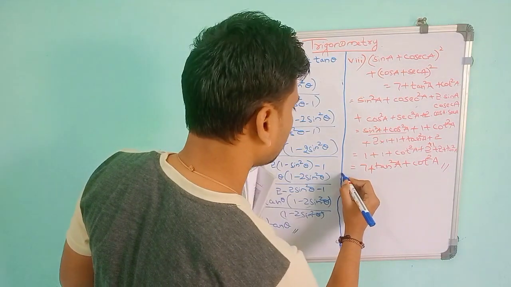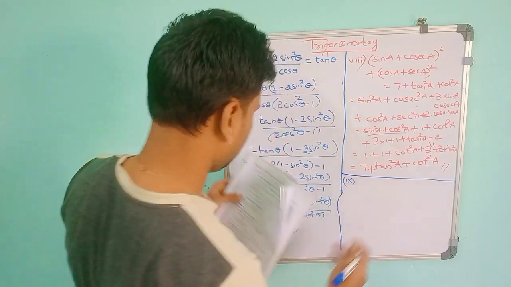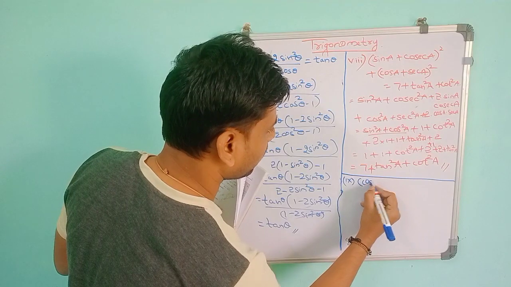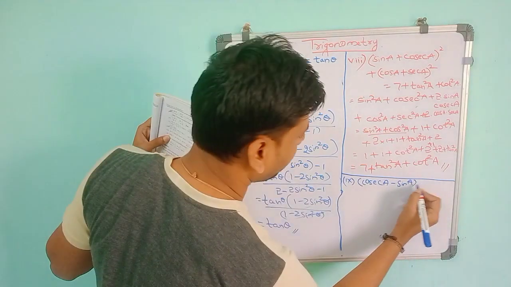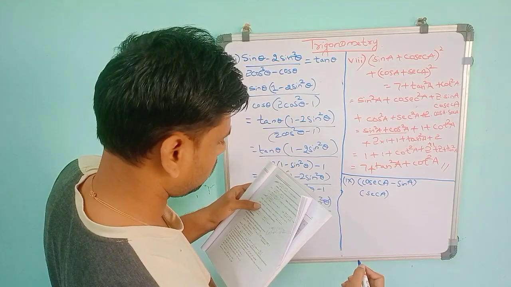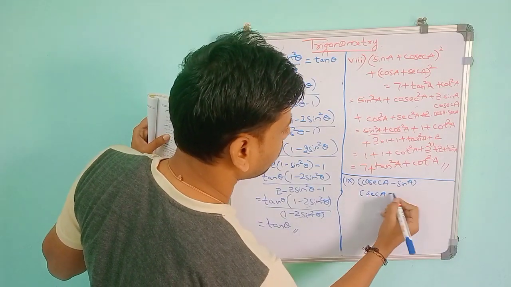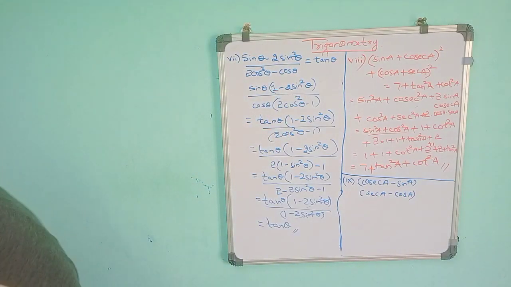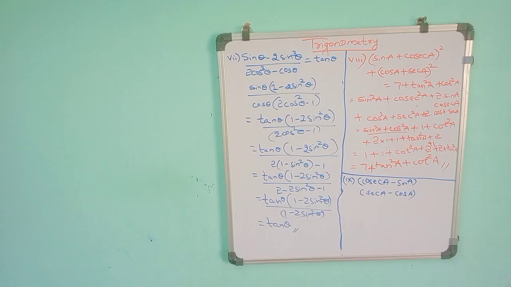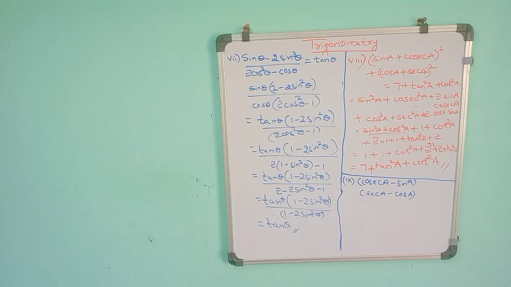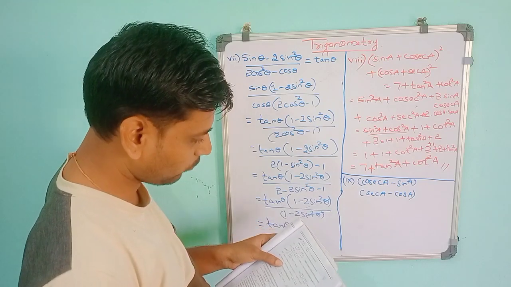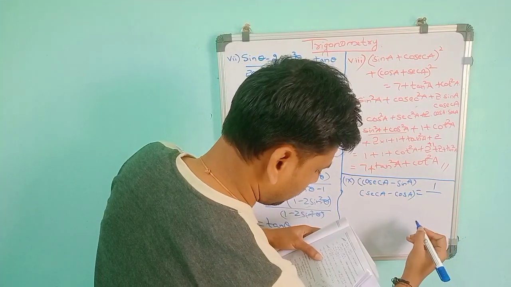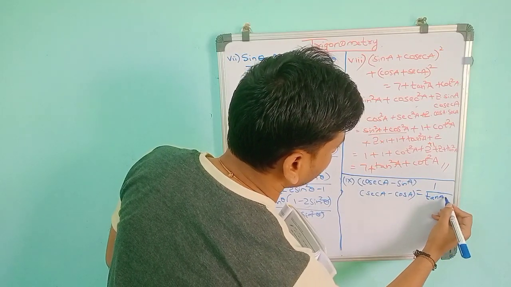The ninth one: cosec A minus sin A into sec A minus cos A is equal to 1 by tan A plus cot A.